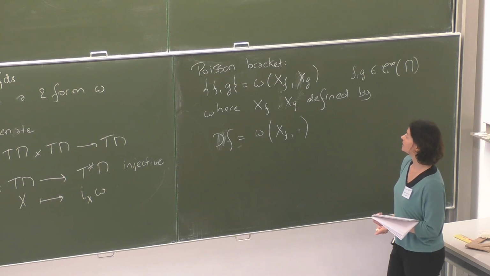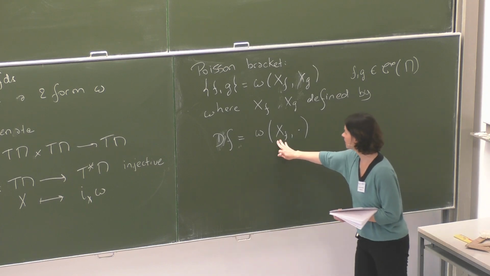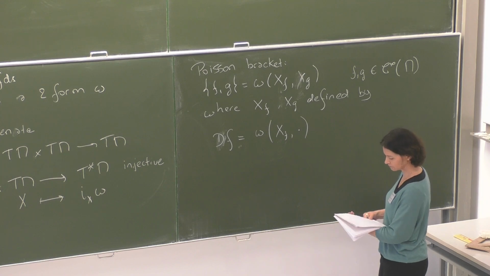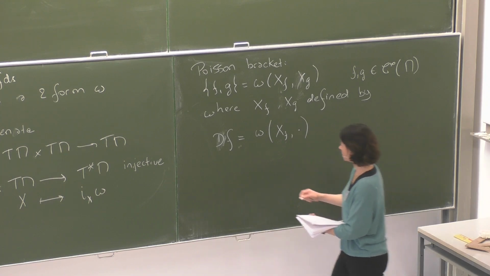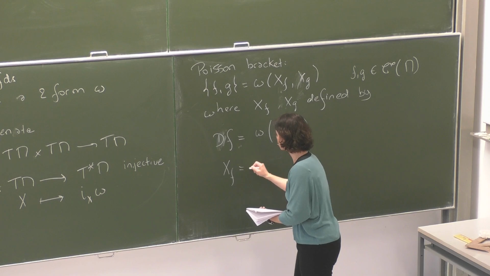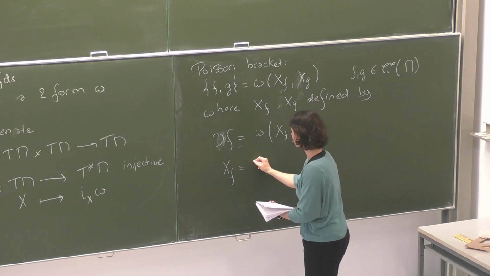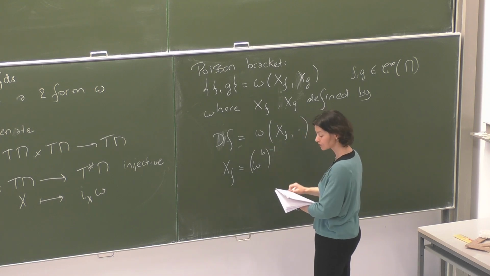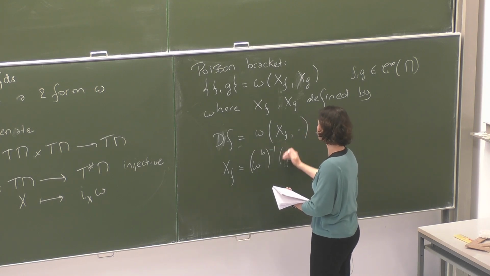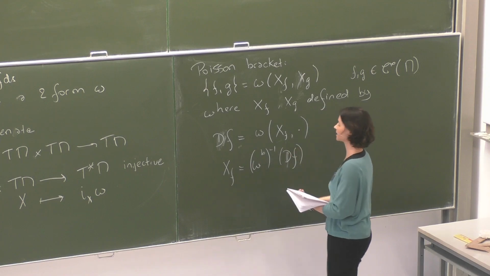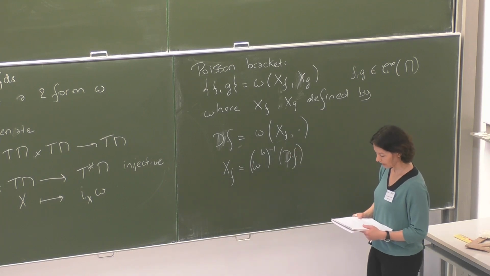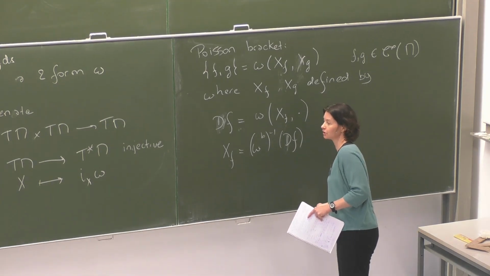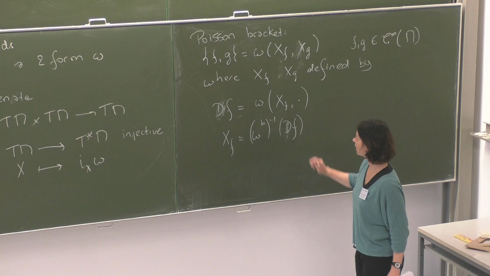So the Hamiltonian vector fields here are again defined using duality. If I write it explicitly, I can use this flat map and define it like the inverse image of the differential of the function through this flat map. And the non-degeneracy of omega makes it possible.